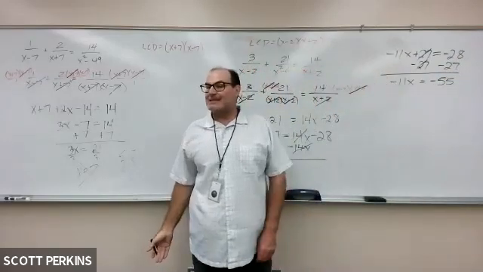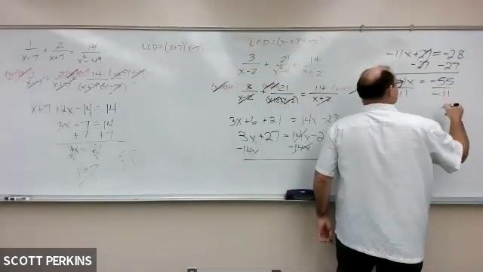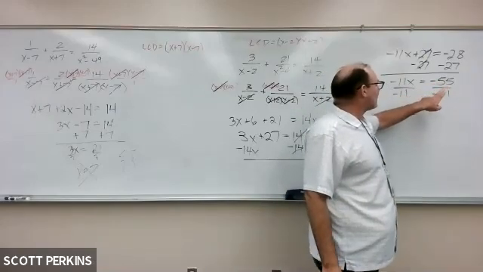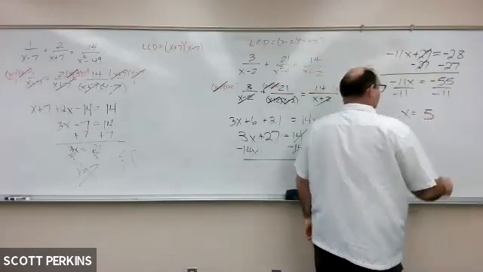And last but not least, I'm going to divide. That's always my last step when I'm solving my linear equations. And I have x is equal to negative 55 divided by negative 11. A negative divided by a negative is positive 5.